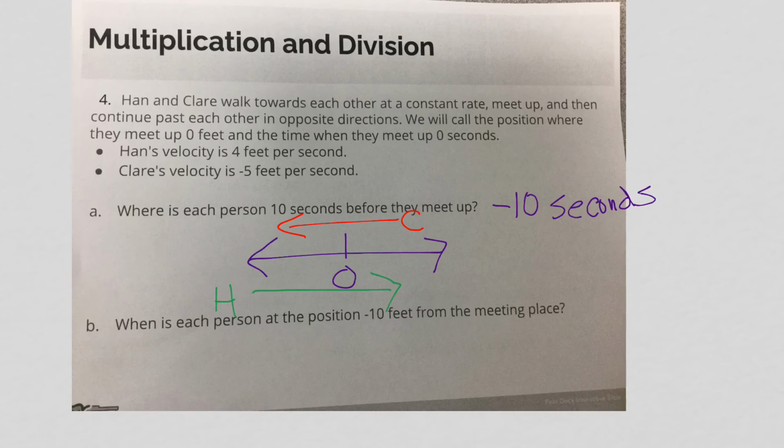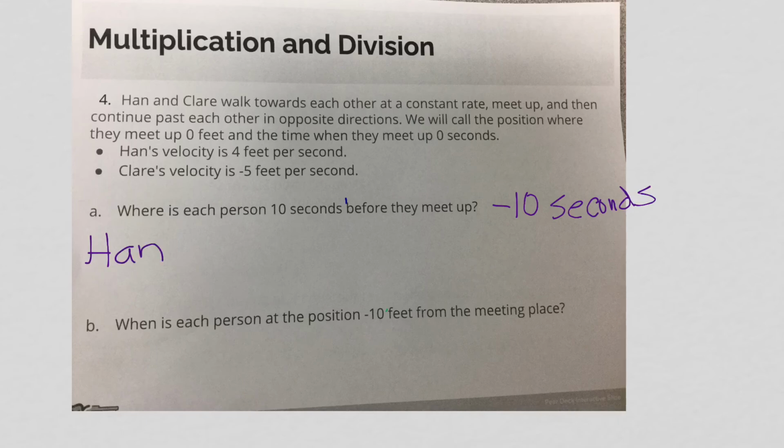Okay, so if they are meeting at 0 seconds, then before they met up, since Claire's going in the negative direction, before they met up, she was going the positive direction. And before they met up, Han was in the negative direction. Now we're going to show that using an equation. So we have Han's velocity is 4 feet per second, and he went -10 seconds. So 4 times -10. 4 times 10 is 40, and then we multiplied by -1 one time because there's one negative in this equation. So 4 times -10 is -40, so he's at -40 feet at -10 seconds, or 10 seconds before they meet.